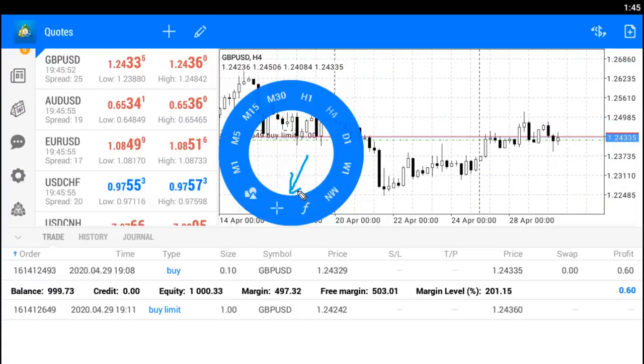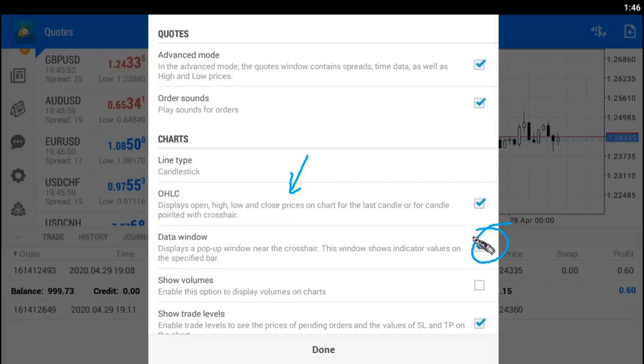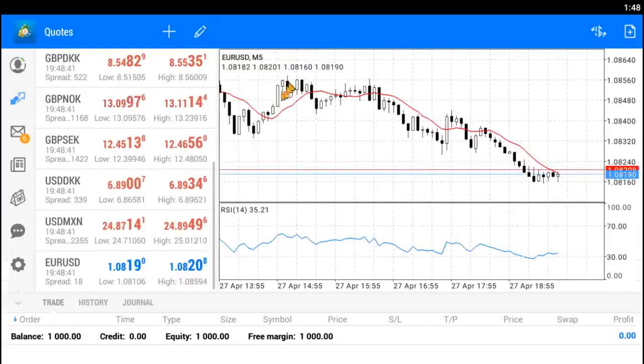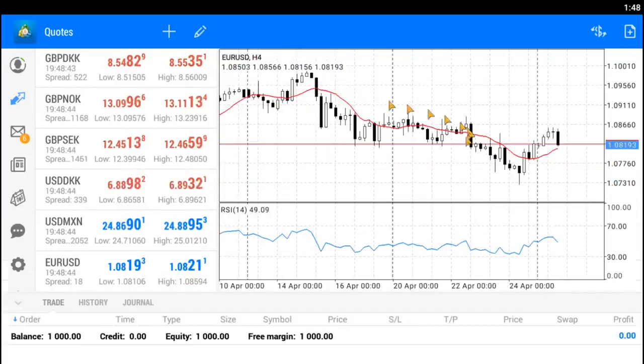This is the crosshair. With the data window enabled, hovering over a specific candle gives us an idea of the high, low, and volume of transactions made on that candlestick alone. Pretty cool. Let's start a trade. Let's be professional for a while.